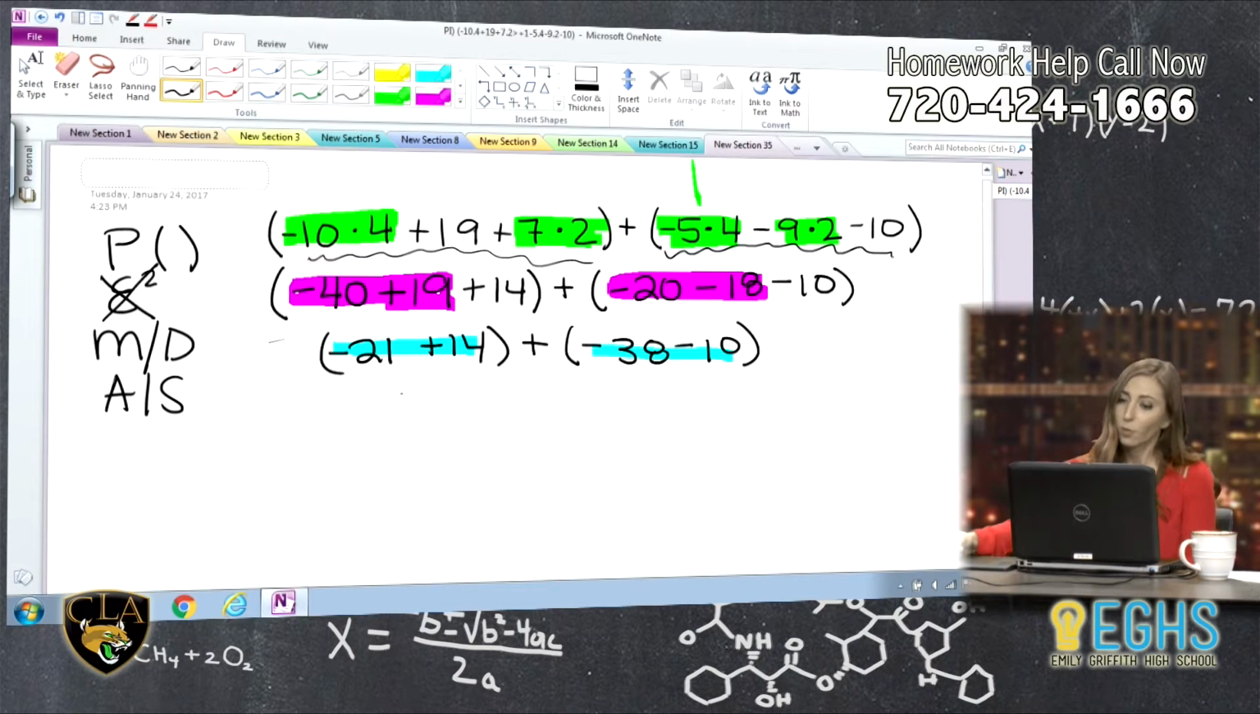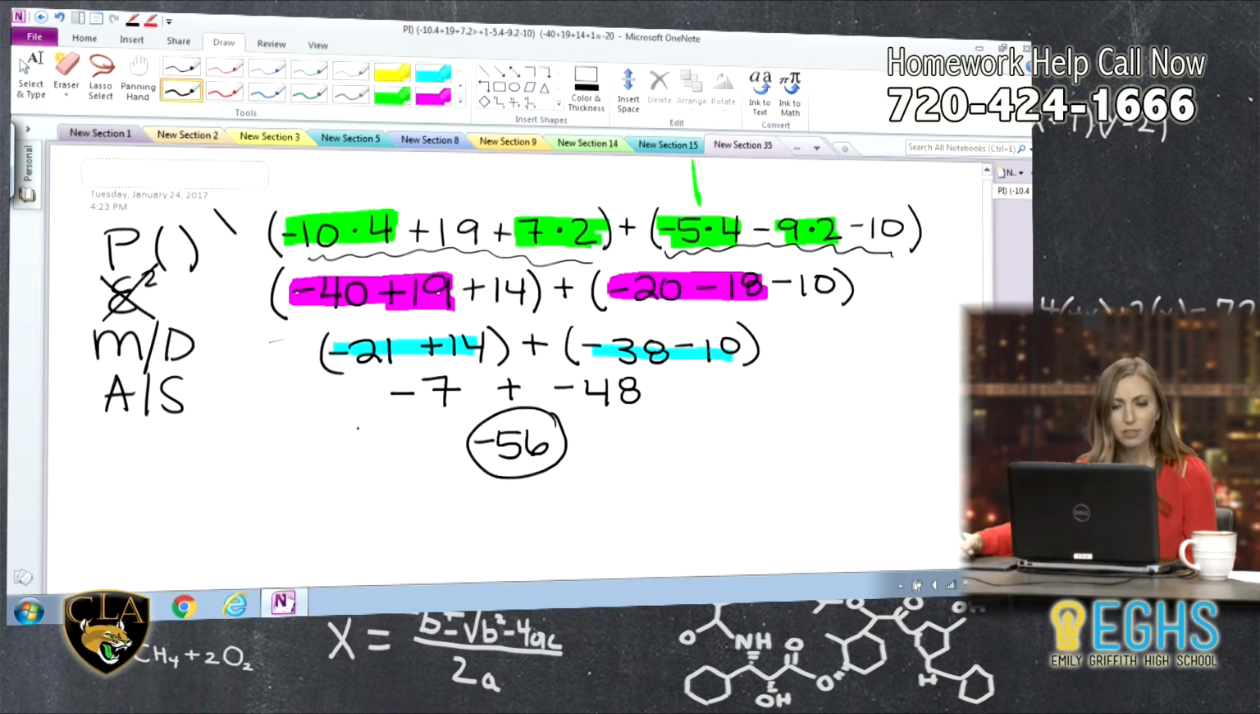We're almost done. We're going to finish up what we have inside of these parentheses. So I have negative 21 plus 14, which gives me negative 7. I can drop the parentheses at this point because everything is simplified inside of it. Over here on the right, I have negative 38 minus 10, so I have negative 48. And then down to our very last step, negative 48 plus negative 7, and we get negative 56.